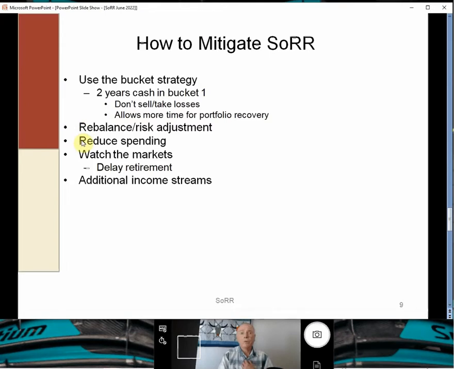Another thing you can do is you can reduce your spending. If you're in a period of time like we are now where we're losing money in our investments, well, cut back on your spending, maybe your discretionary spending.